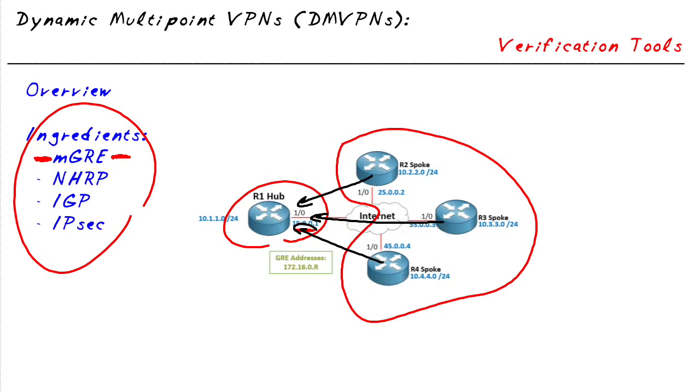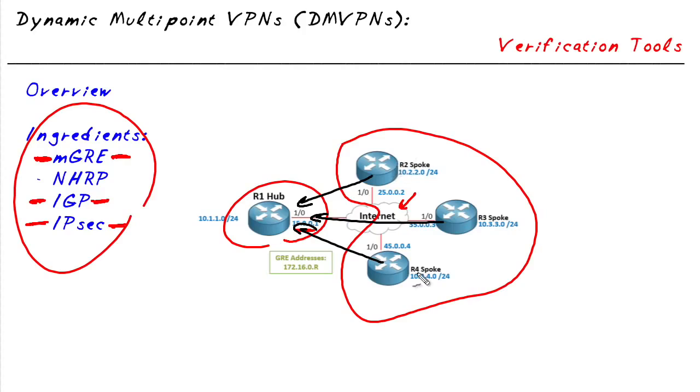Now, on top of that GRE, to keep it protected, we're going to use IPsec to encrypt the data and keep it confidential. A routing protocol like OSPF or EIGRP can be used to advertise the spokes' networks up to the hub. And through the hub, those networks can be advertised to the other spokes as well. And then the magical part of DMVPN kicks in.